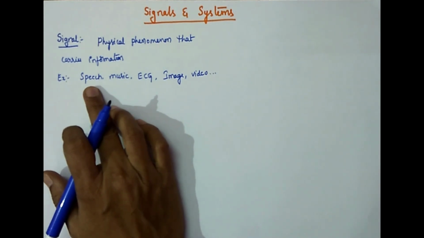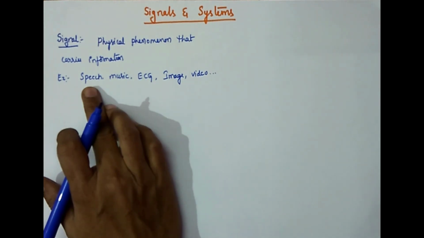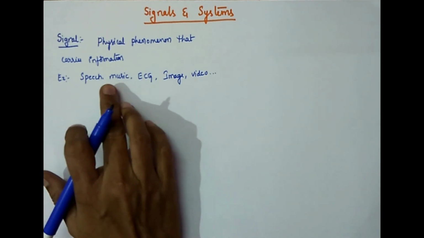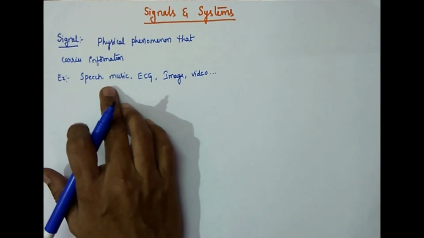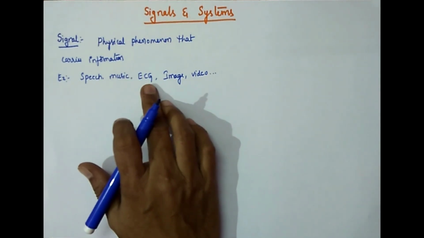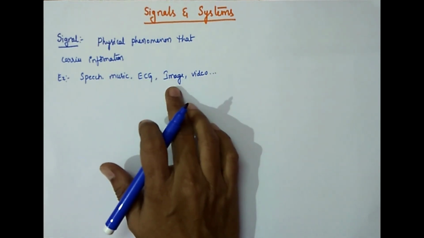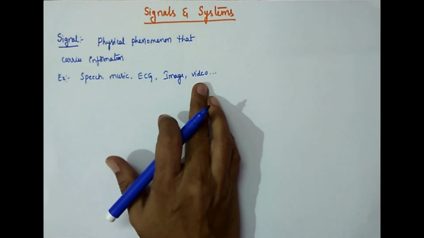Take the speech signal or voice signal. I'm now taking the class. This is my voice signal. Speech signal carries the information that we want to convey. Music carries the related information of music. ECG tells us about the heartbeat. An image carries the photo, and a video carries photo plus audio. These are all examples of signals.